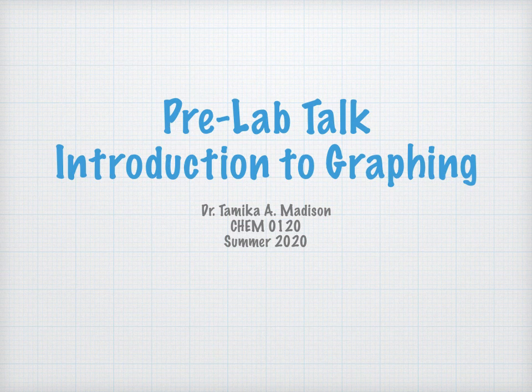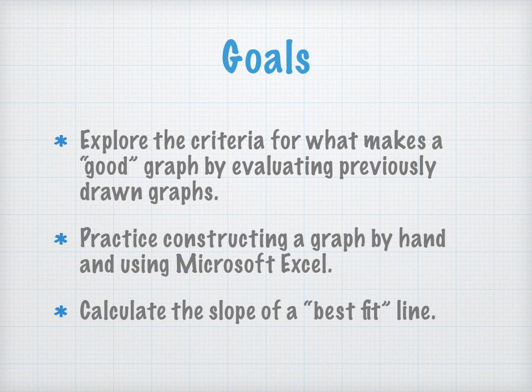This is the pre-lab talk for Experiment 1 in Chem 120, Introduction to Graphing. The goals for this experiment are threefold. The first goal is to allow you to explore the criteria for what makes a graph a good graph. You'll do so by evaluating graphs that were drawn by students from previous terms. These are going to be hand-drawn graphs.